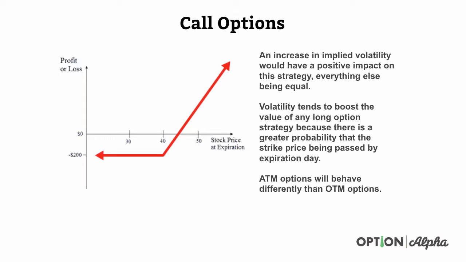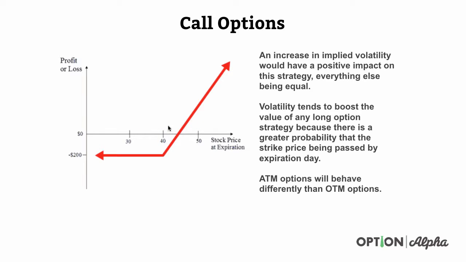Now, as implied volatility increases, which we'll talk about later on in this module, it does have a positive impact on this strategy, everything else being equal. Volatility tends to boost the overall value of long options because there's a greater probability that the strike price will be passed by expiration. And this just means if the market's more volatile and we have a stock that's sitting at $40, and there's a good chance that it could swing between 30 and 50, then there's a good chance that this options contract may be pretty valuable.